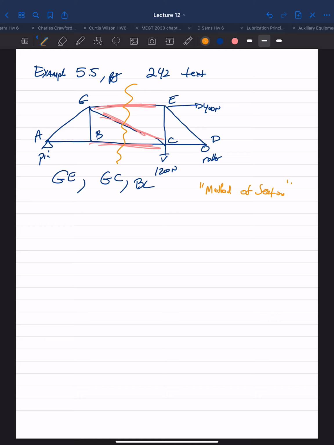So at first, before we could do that, let's do our free body diagram. We said A was a pin, so you have an AY and an AX. D is a roller, so you just have a DY. If we do our free body diagram on the entire truss, sum of forces in the X direction, you have 400 newtons minus your AX equals 0. AX equals 400 newtons.